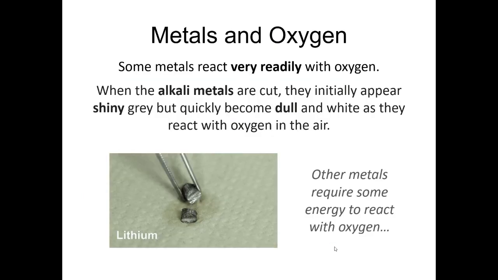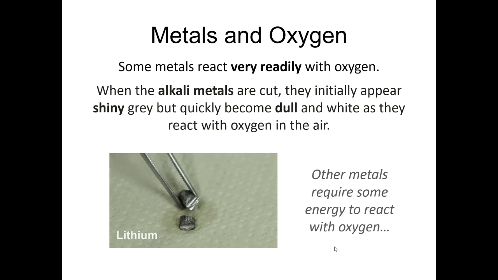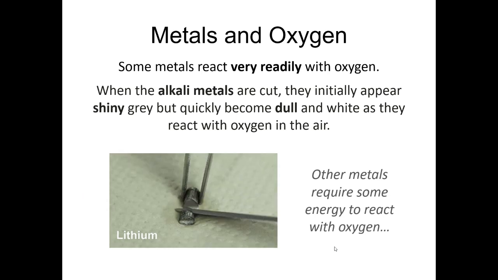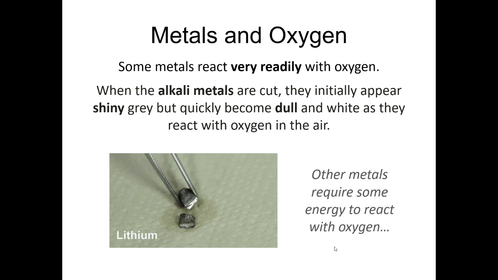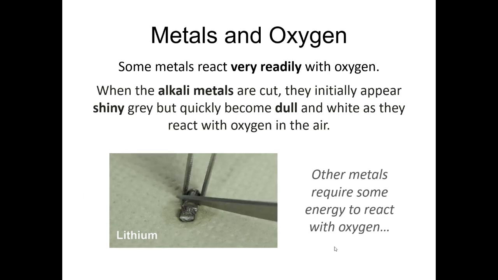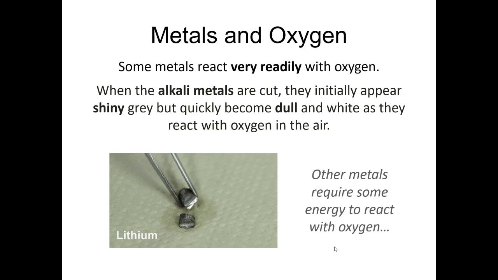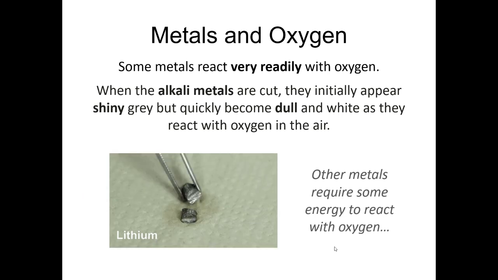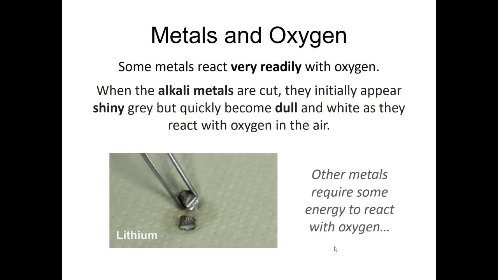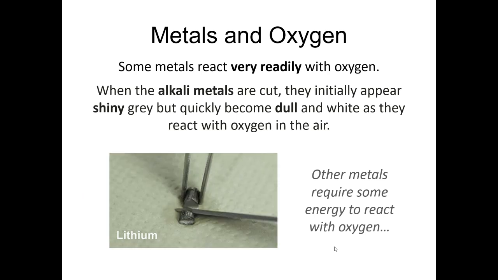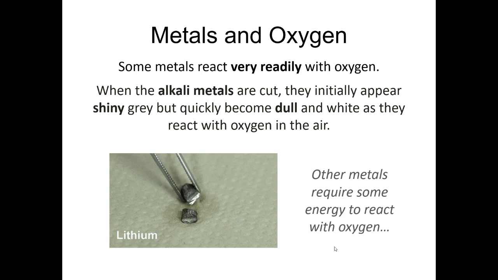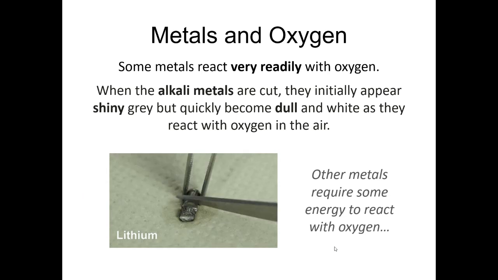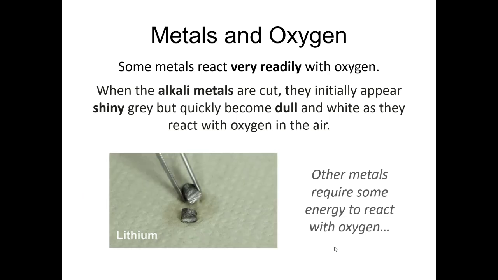Some metals react very quickly, readily, with oxygen. For example, remember with alkali metals, when you cut them open, they are very shiny, but very shortly they're going to get tarnished or dull. That's because they're reacting with oxygen in the air to make the oxide. For example, we did lithium, sodium and potassium. They react with oxygen to make lithium oxide, sodium oxide, and potassium oxide.